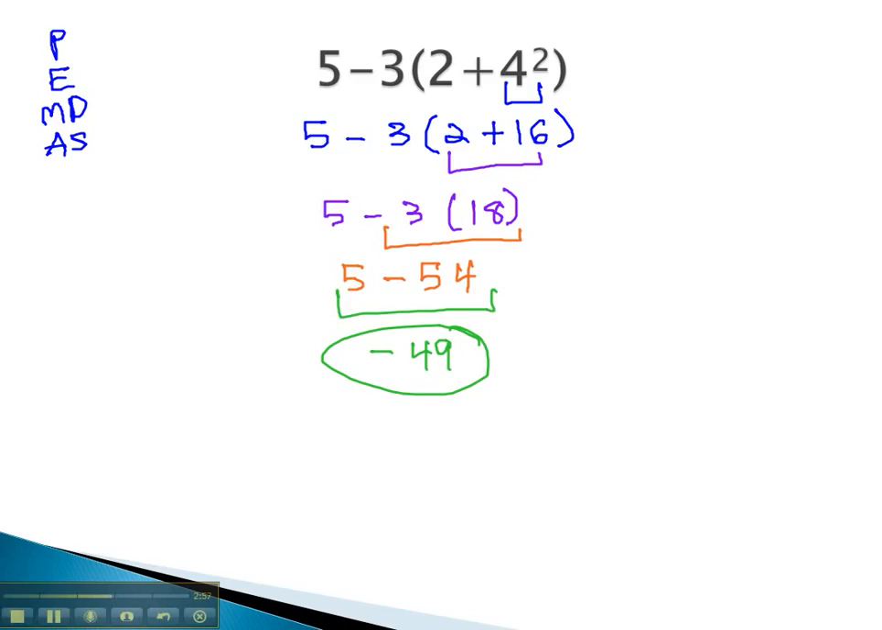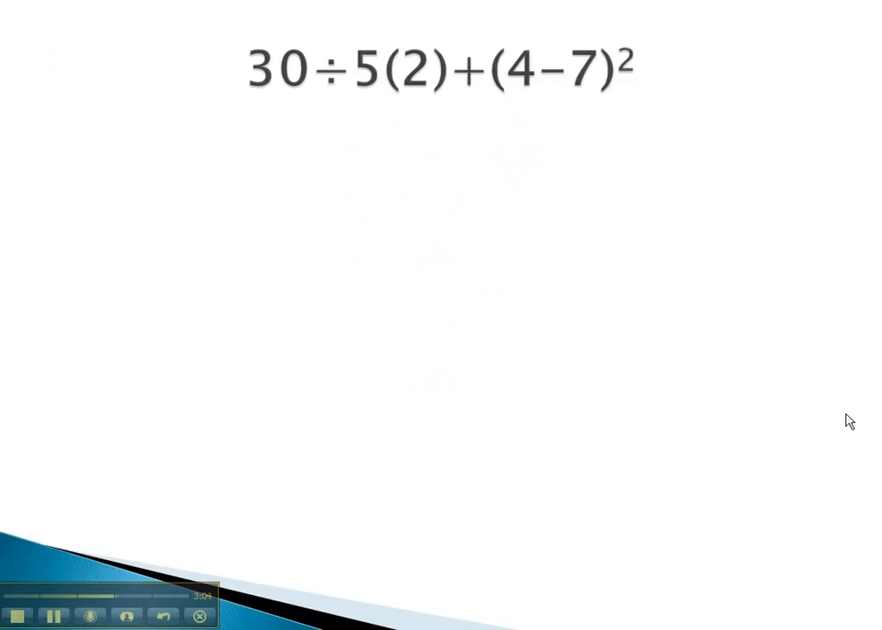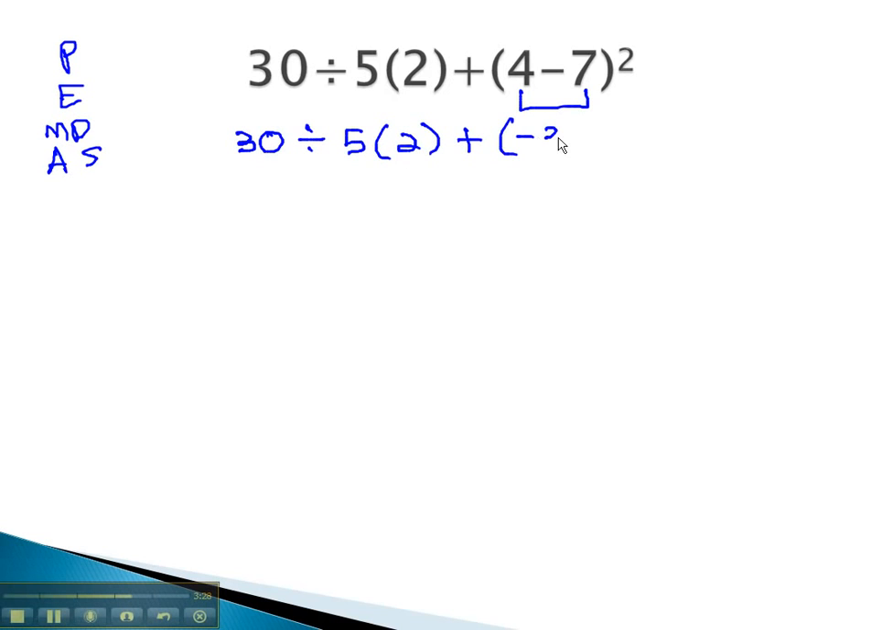Let's take a look at another problem that might be a little more involved following the order of operations. In this problem, as we keep in mind, please excuse my dear Aunt Sally, or PEMDAS, first we have to start with the parentheses. In parentheses, we have 4 minus 7. So that's what we will do first. 30 divided by 5 times 2 plus 4 minus 7 is negative 3 squared.